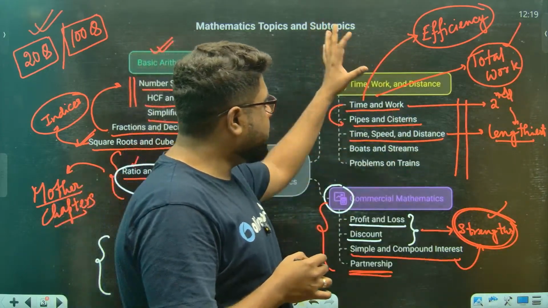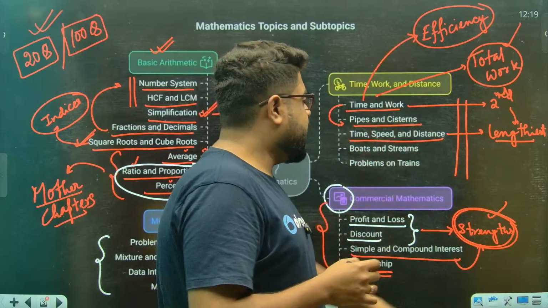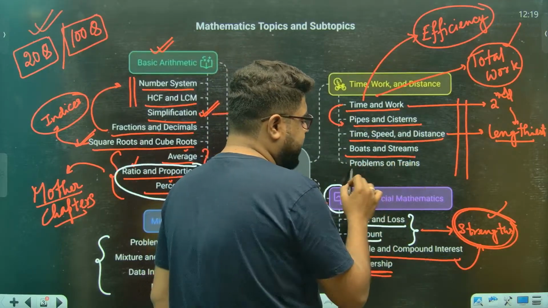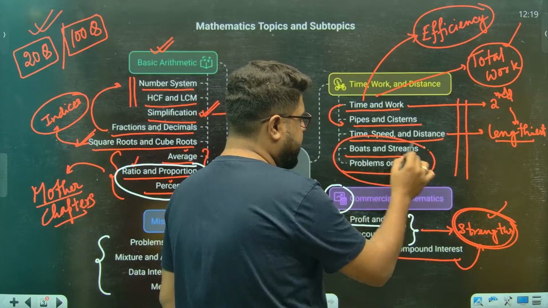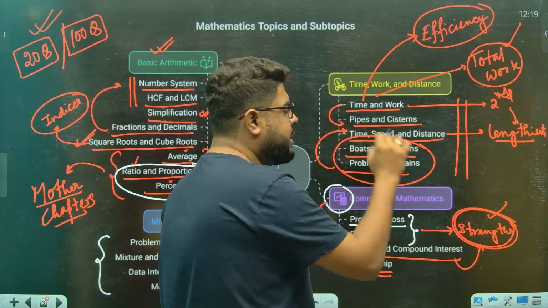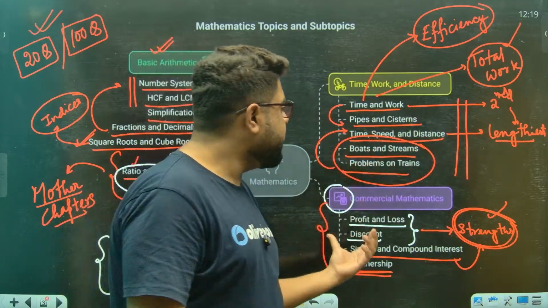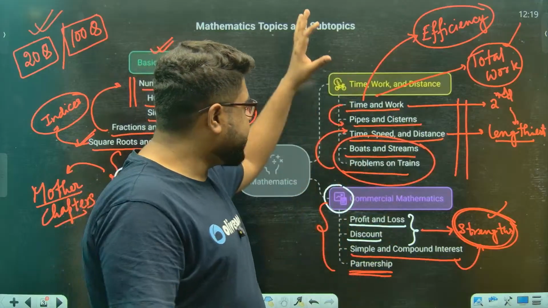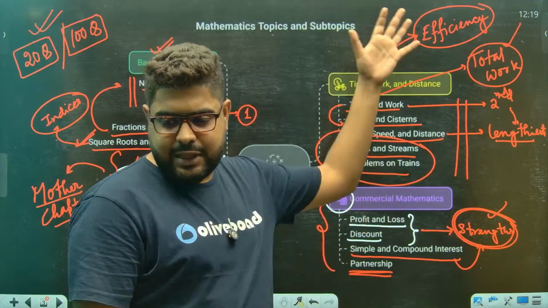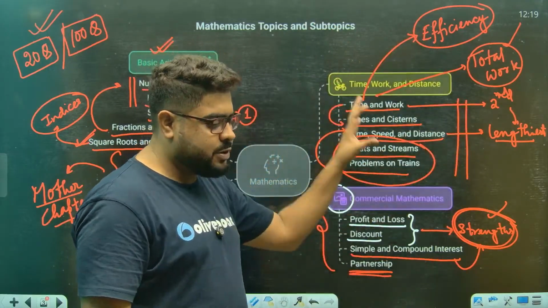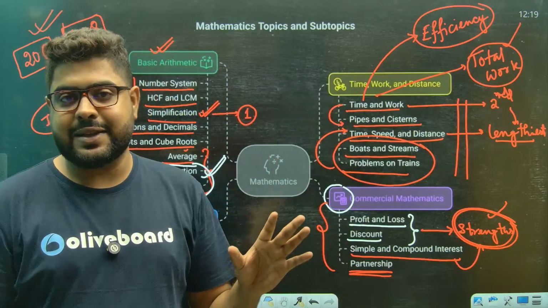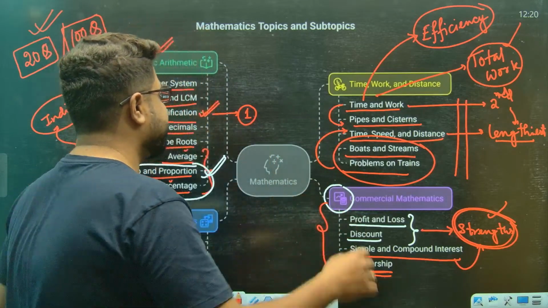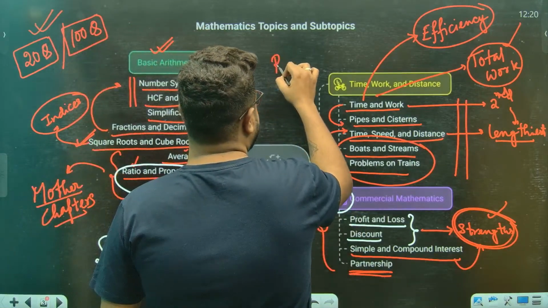You will have to treat these two separately, as two different types of questions or even two different chapters. Now, boat and stream and trains are also considered sub-topics of time, speed and distance. There are a few more subtopics which I cannot write here, otherwise the font size will be so small that you cannot see anything.